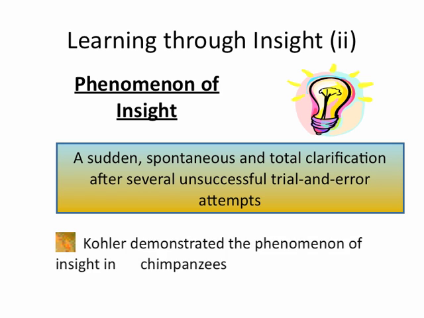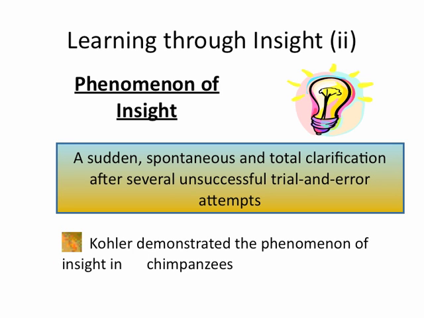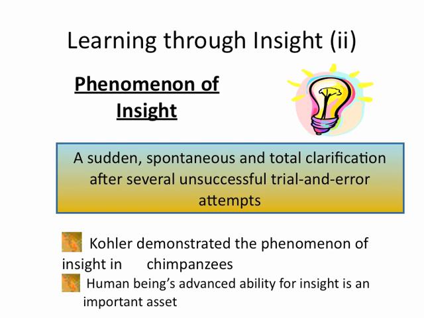Phenomenon of insight. Kohler demonstrated the phenomenon of insight in chimpanzees. Humans' advanced ability for insight is an important asset. This allows us to build buildings and have the internet, which no animal has done.